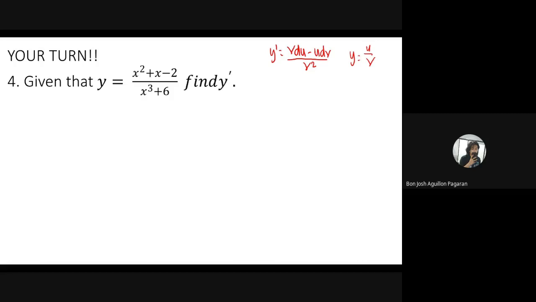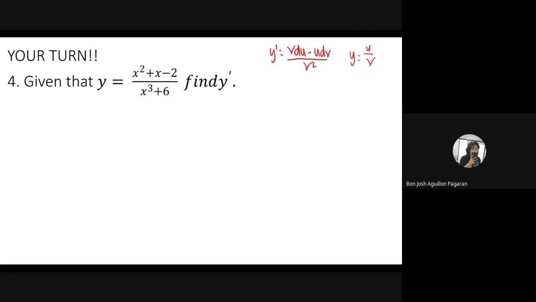From Cedric, negative x to the fourth minus 2x cubed plus 6x squared plus 12x plus 6. So same si Bon at saka si Cedric. From Carl Peter, okay, plus 4x squared. Iba din ang sagot niya. Okay, let us see. Medyo apat na magkakaibang sagot ang nakita natin. Tingnan natin kung sino yung tama.